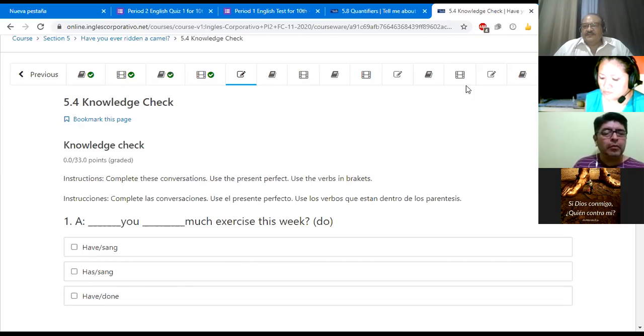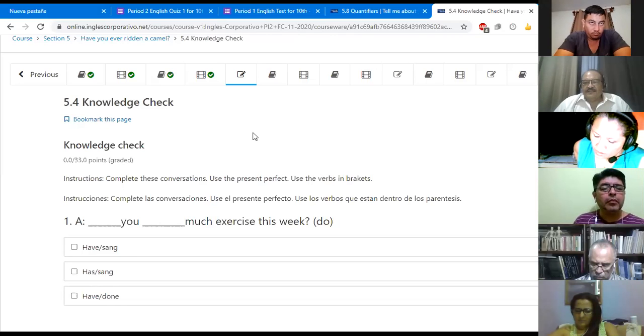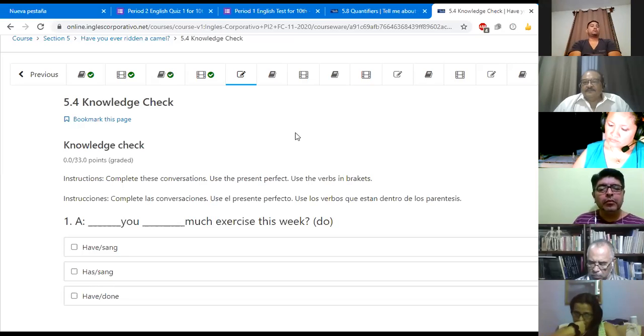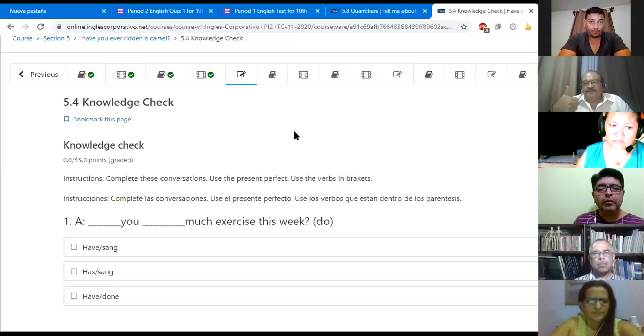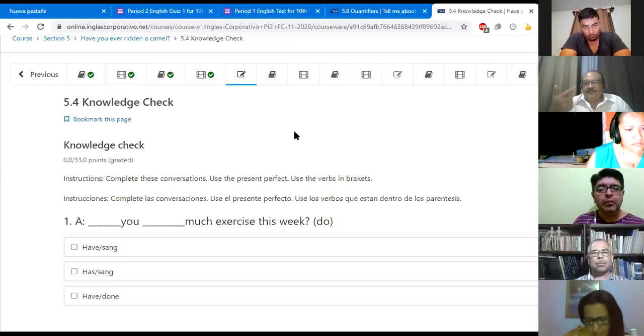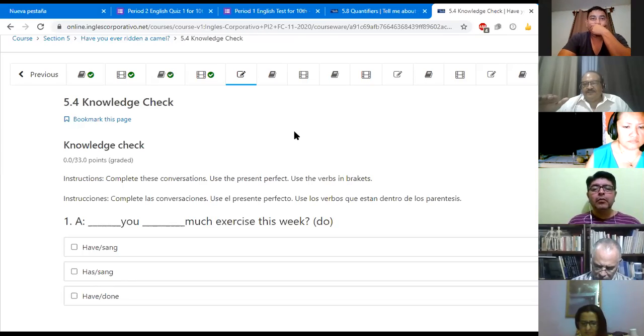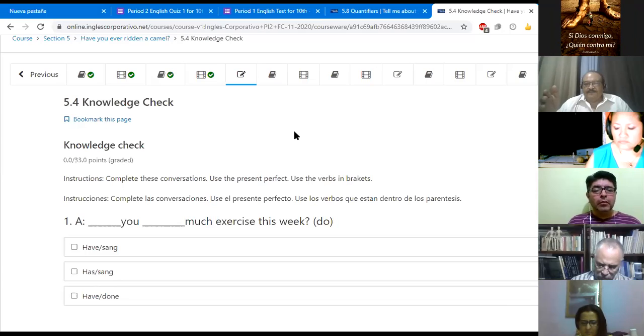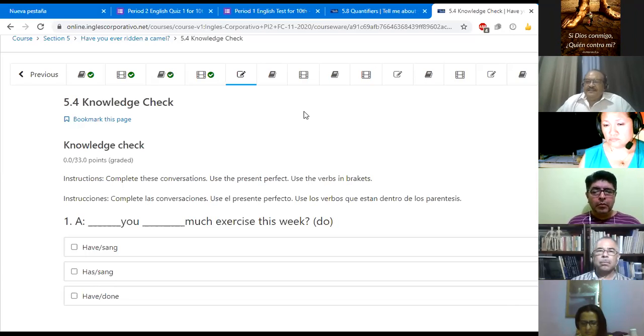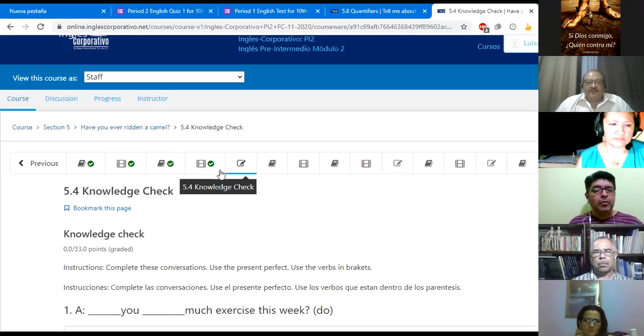For example, have you finished? Have you completed all the exercises in the platform? Then two answers. Affirmative: yes, I have already completed the exercises. Or no, I haven't completed the exercises yet. You see, already is done, finished. Yet is not finished yet. You can say, no, I haven't finished yet, I just have to answer the final exam. Good.